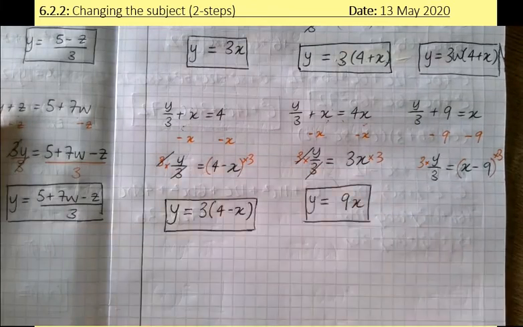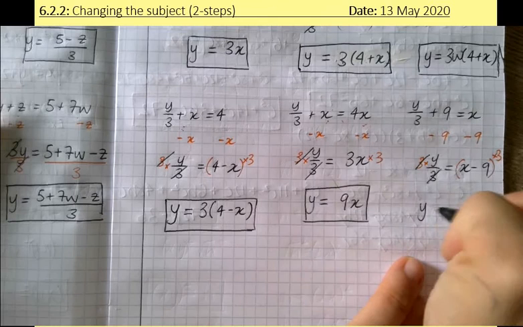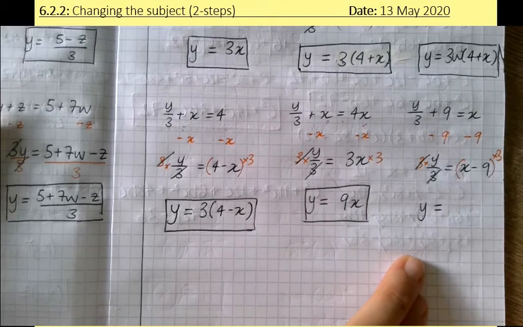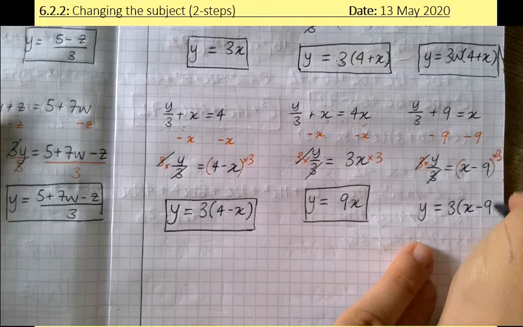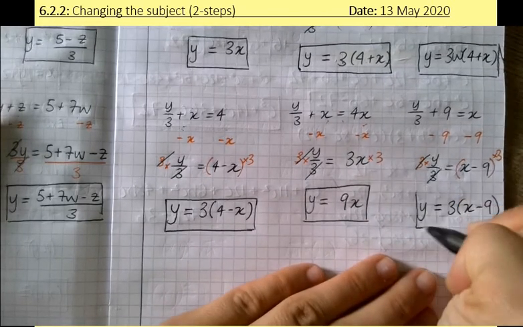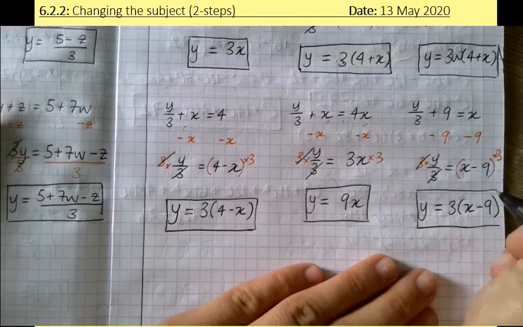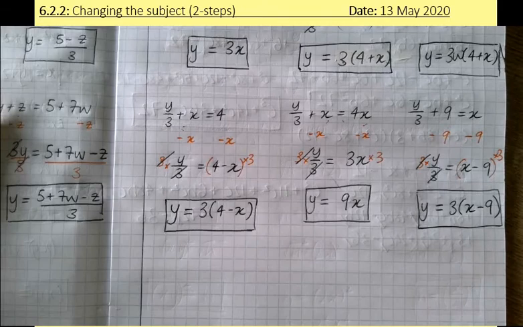So we're going to get y, cancelling there to give us just y. And then on the right hand side, all of the x take away 9 is being multiplied by 3. So we get y equals 3 times x take away 9. And you can multiply out the brackets there if you wanted to, but leaving it like that is fine.